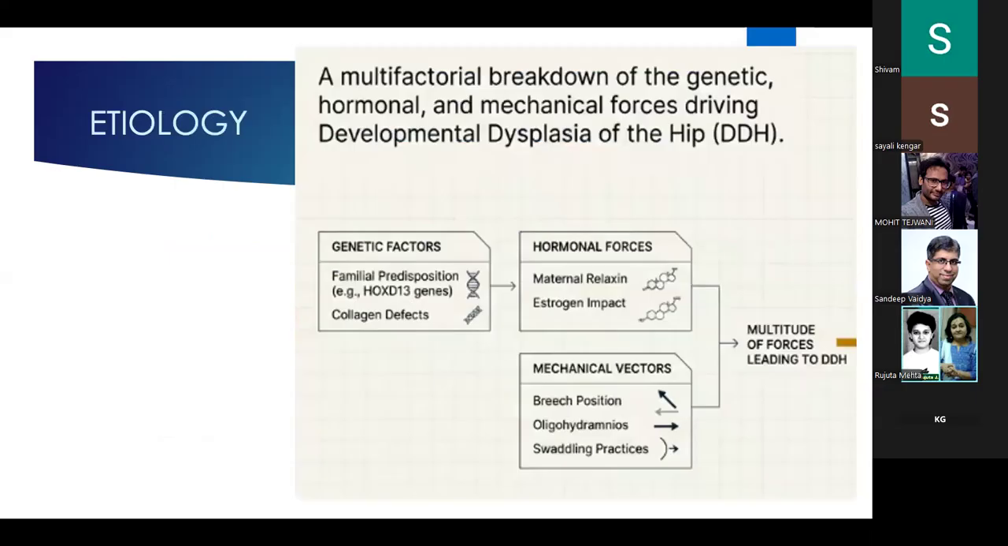Etiology: it is multifactorial. Factors can be genetic with familial predisposition, collagen defect, or hormonal with maternal relaxin or estrogen impact. Mechanical factors, like breech position, oligohydramnios, or swaddling practices can lead to DDH.